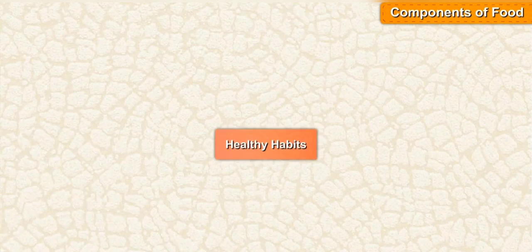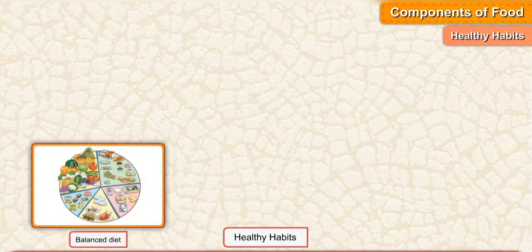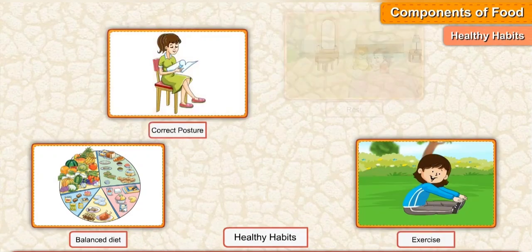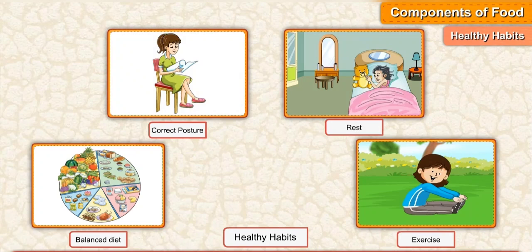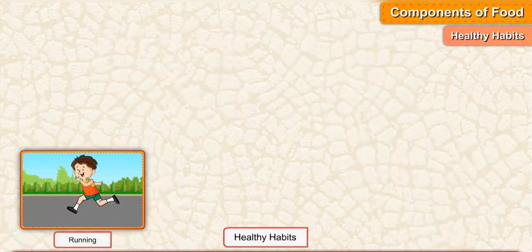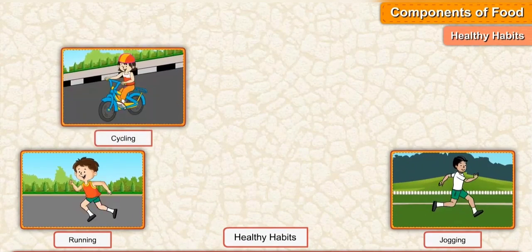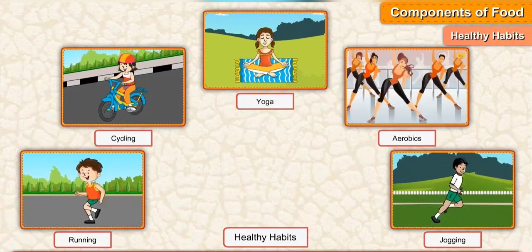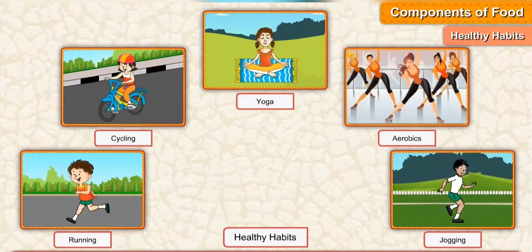You should know. Healthy habits. Balanced diet, exercise, correct posture, and rest are essential for keeping ourselves healthy. Exercise improves our blood circulation and tone up our muscles. Running, jogging, cycling, aerobics, and yoga are some forms of exercises.